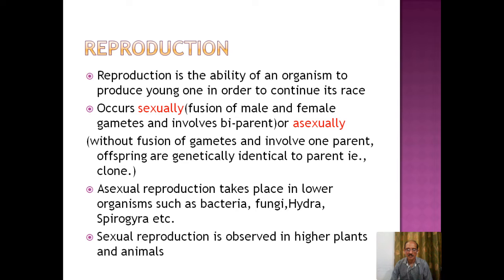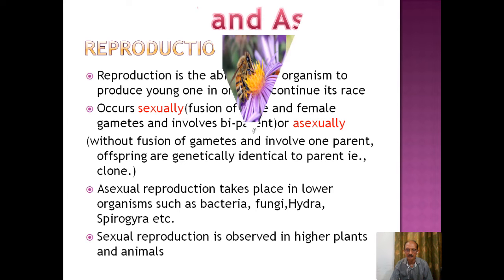Reproduction is the ability of an organism to produce young ones for the continuity of life. Actually, it occurs by both methods, that is sexually and asexually. Sexually it is with the help of gametes involving two parents, whereas asexually it is without fusion of gametes, and it involves only one parent. And we observe asexual reproduction in lower organisms such as bacteria, fungi, hydra, spirogyra, etc., whereas sexual reproduction is observed in higher plants and higher animals.